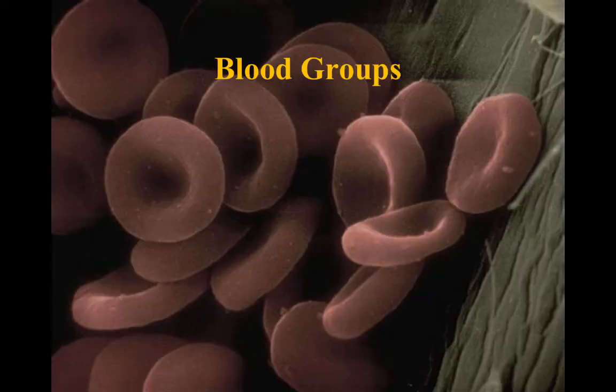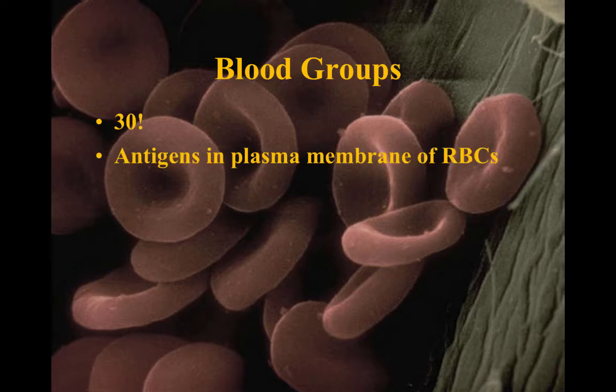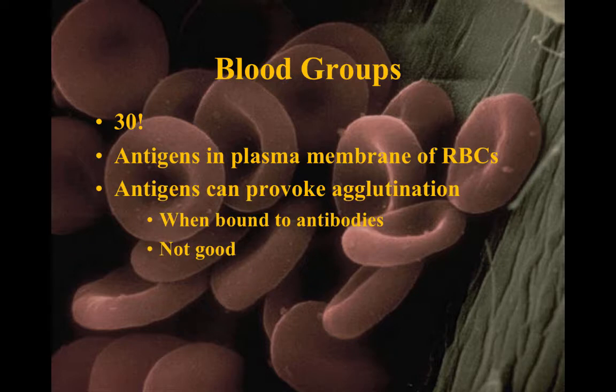This brings us to our discussion of blood groups, and we see that there are 30 blood groups, and these blood groups are based on antigens that exist in plasma membranes of red blood cells. So these antigens can provoke agglutination, and agglutination is the gathering or clustering of other cells. So when bound to antibodies, this is not a good thing. What this is saying is that if we have the wrong antigen in the mix, this can provoke agglutination and cause cells to cluster together and end up causing severe damage and may lead to death.